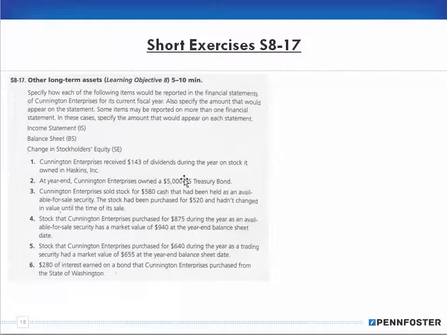All right, last problem here. Specify how each of the following items would be reported in the financial statements of Cunningham Enterprises for its current fiscal year. Also specify the amount that would appear on the statement. Some items may be reported on more than one financial statement. In these cases, specify the amount that would appear on each statement.